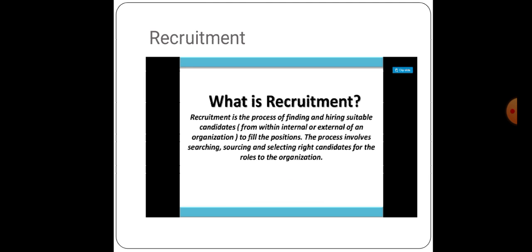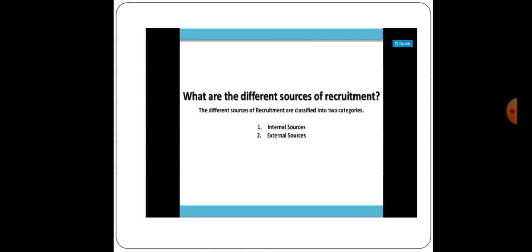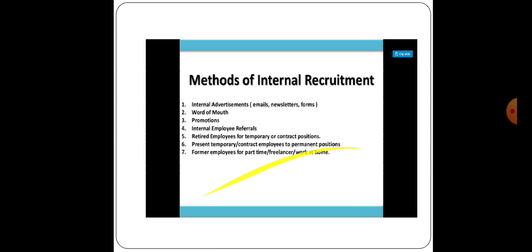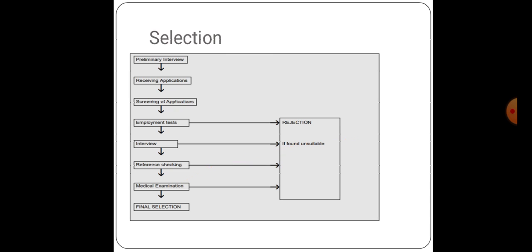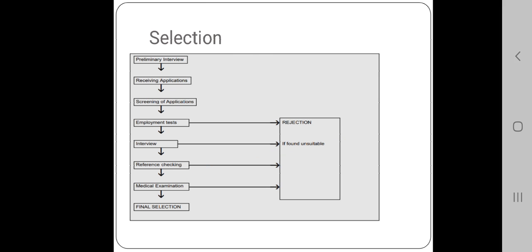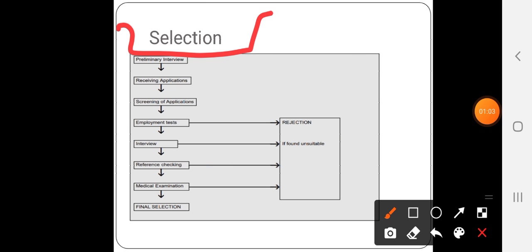And in yesterday's class, I think we have done what is recruitment and what are the different sources or methods of recruitment. We have also discussed merits and demerits of both the methods. In today's class, we'll be discussing what is selection.